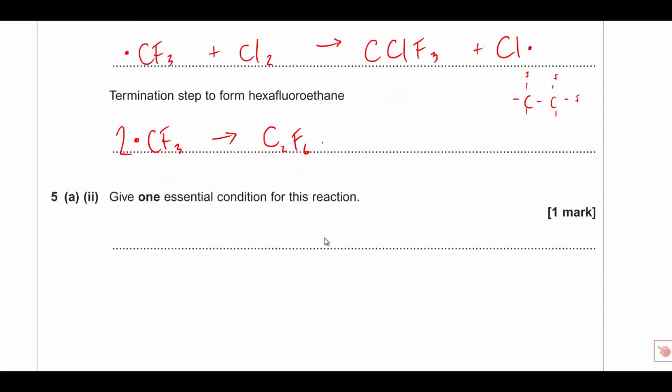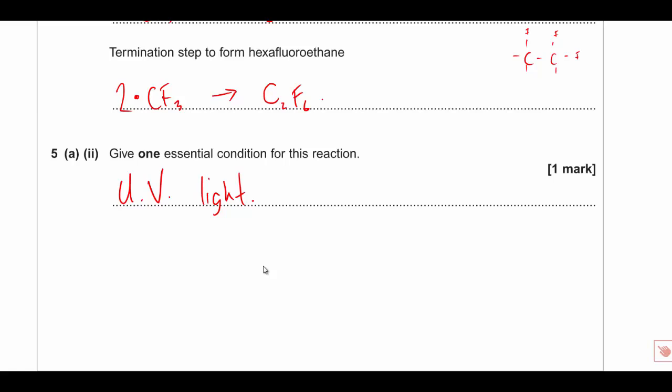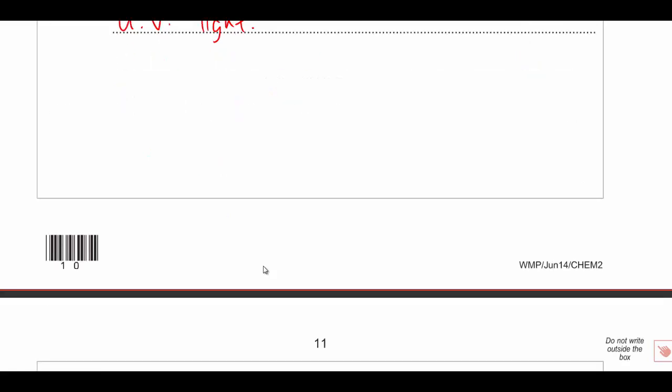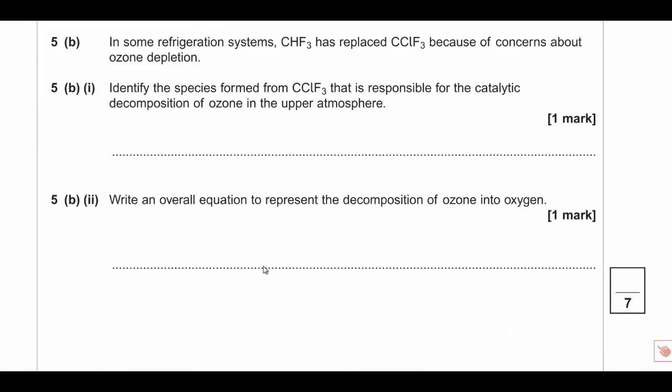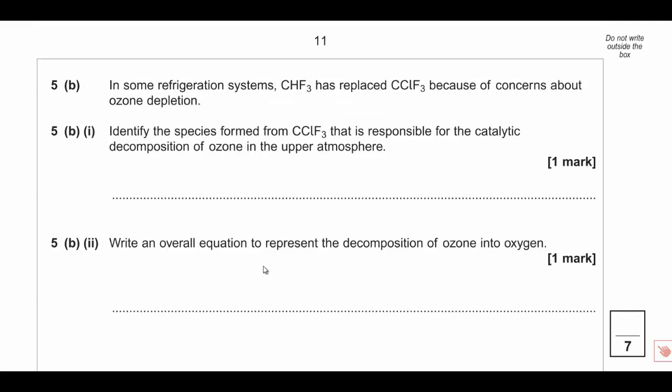Give one essential condition for this reaction. UV light. You could say high temperatures and all the rest, but I think you're just sort of messing around there. I'd just go UV light. It's a lot easier. High temperature is fine, but with specified temperatures, just put UV light though. It's a lot easier.